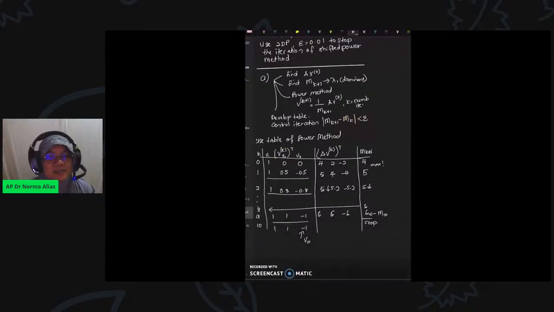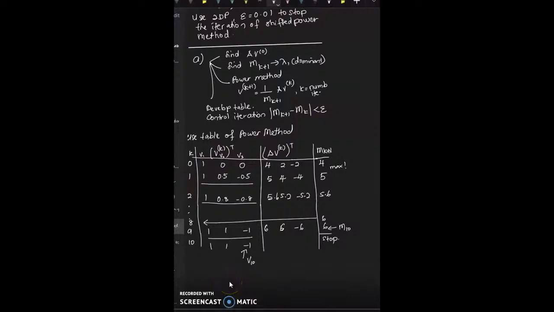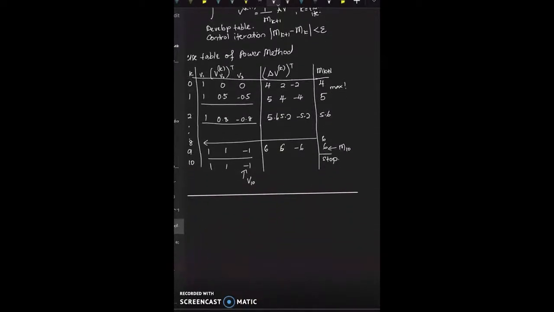For example, here you can see I focus on M(k+1). Among 4, negative 4, 5, 5.6, 4.2, negative 5.2, the maximum is 5.6. So M(k+1) from AV, when the iteration moves on, the maximum is 6. You stop the iteration because 6 minus 6 is less than epsilon. This is the way we get it from matrix A, which is given in the question.